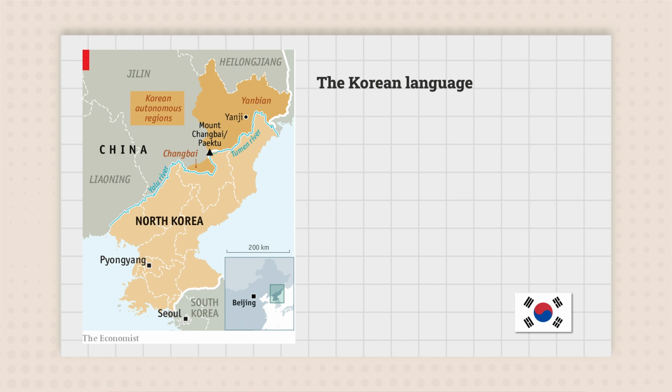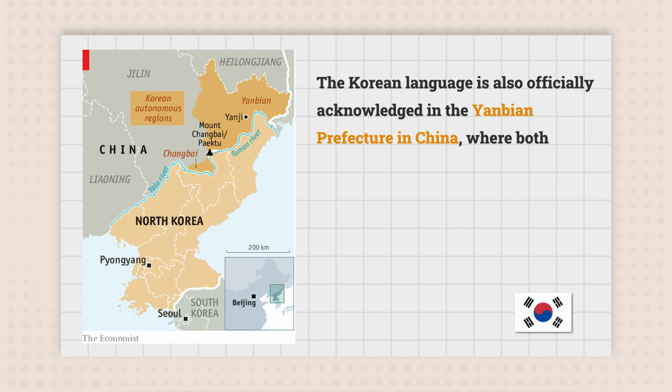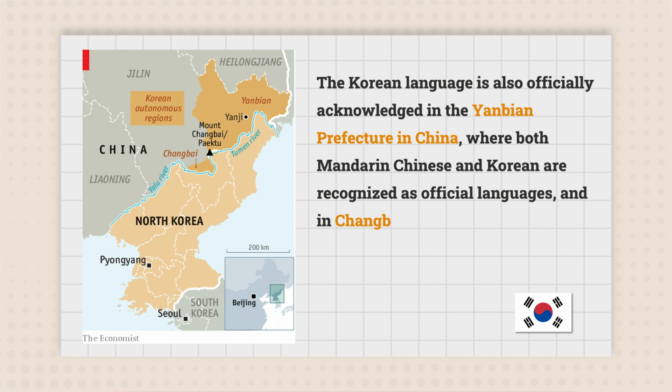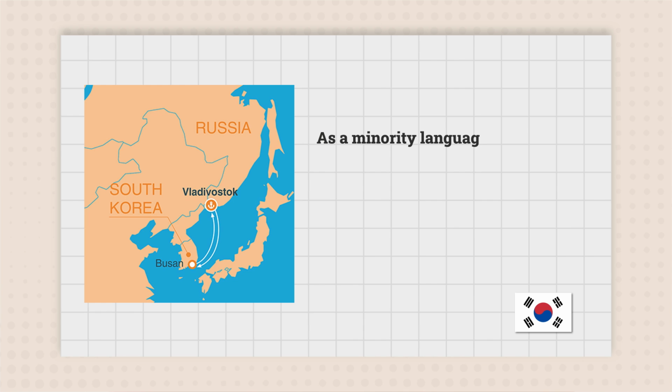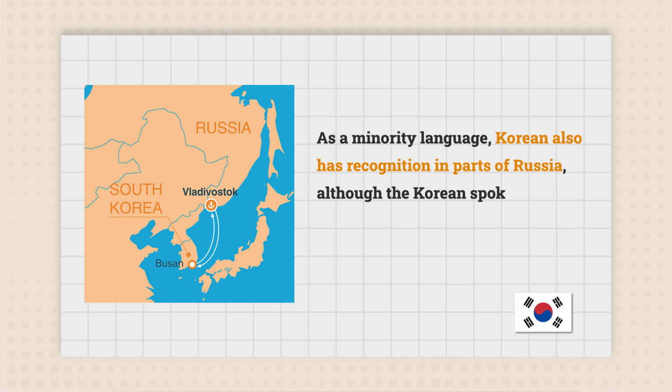The Korean language is also officially acknowledged in the Yanbian prefecture in China, where both Mandarin Chinese and Korean are recognized as official languages, and in Changbai County, another autonomous community in China. As a minority language, Korean also has recognition in parts of Russia, although the Korean spoken in Russia now has many Russian and Turkic influences.